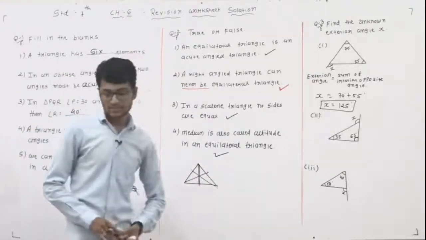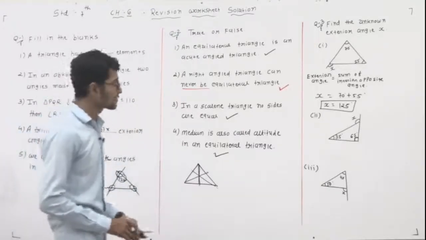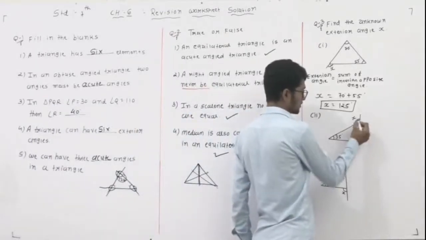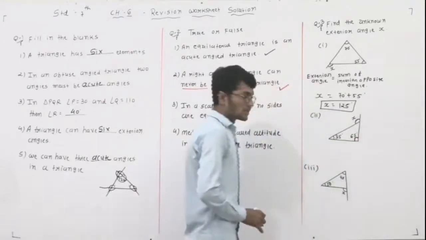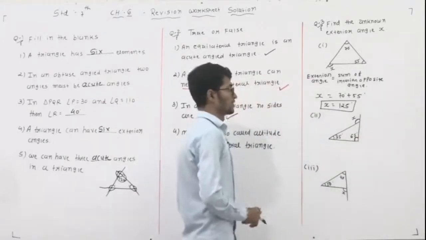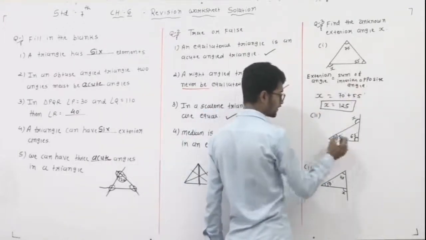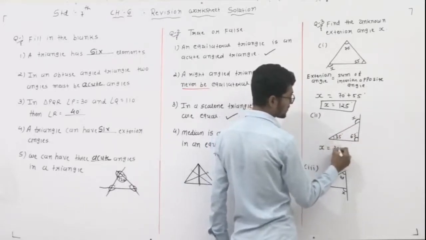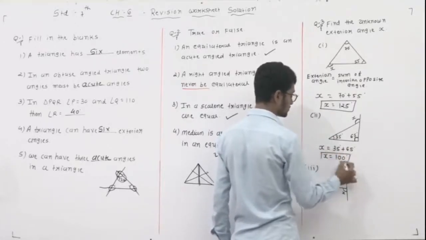Then our next question. See here, 35 and 65. X is here. So what is the formula? Exterior angle is the sum of interior opposite angles. So exterior angle means x. Sum of interior angles means 35 plus 65. 35 plus 65 is 100. So x value is equal to 100.